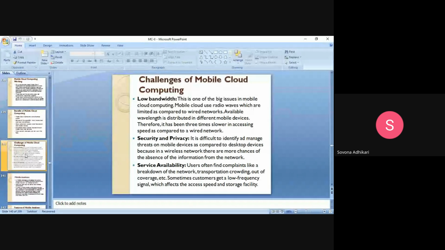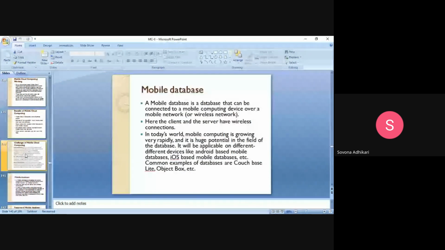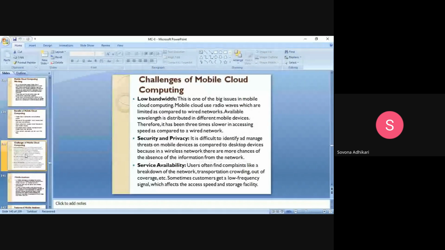Besides these, sometimes customers get a low frequency signal, which affects access speed and storage facility. So access speed and storage facility are also a challenge. These are the challenges of mobile cloud computing: low bandwidth, security and privacy, and service availability.